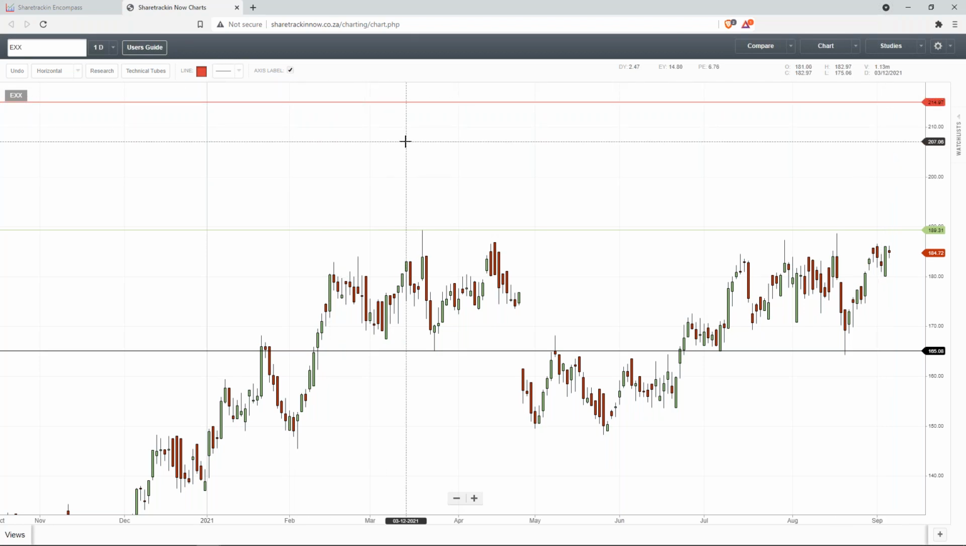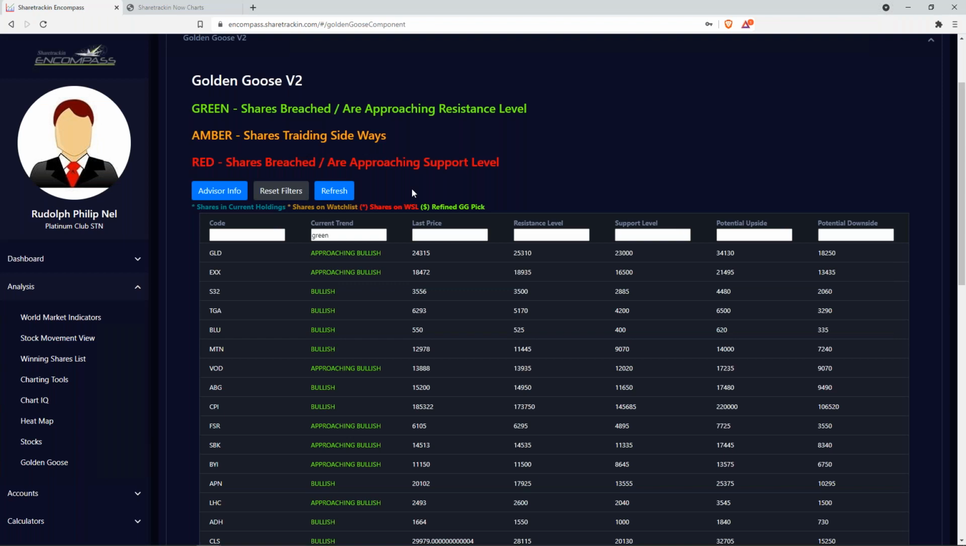But if you're trading downwards, if you're placing a CFD trade and you say, okay, listen, I want to go short, then you won't look at the green, you would go red. Then your potential downside would be at the bottom.